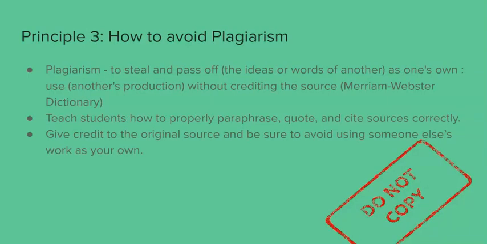Principle 3 is a big one and perhaps the most important to teach our middle school age students, and that's how to avoid plagiarism. Plagiarism is to steal and pass off the ideas or words of another as one's own, or use another's production without crediting the source. We can teach students how to properly paraphrase, quote, and cite sources correctly, and give credit to the original source, and be sure to avoid using someone else's work as our own.